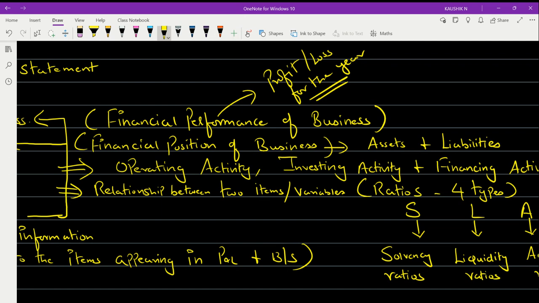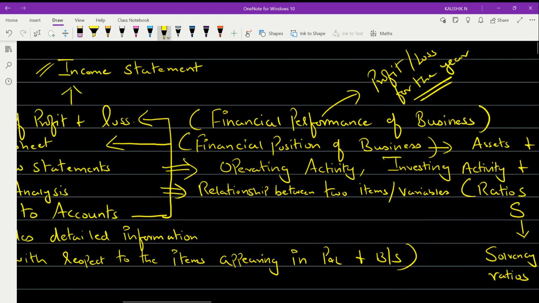That means how much fixed assets we have, how much current assets we have, and how much liabilities we have. In that, how much is current liability, how much is non-current or long-term liabilities. All those split-ups we will be able to see from the financial position, that is, the balance sheet of the company.